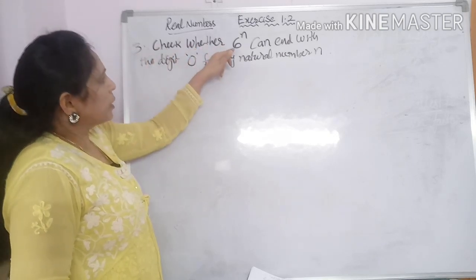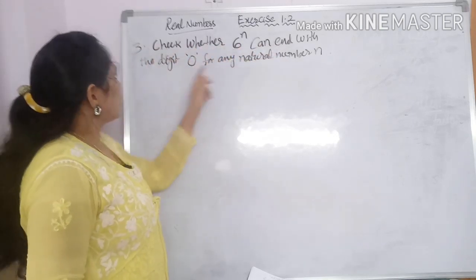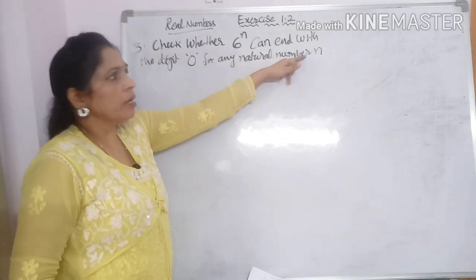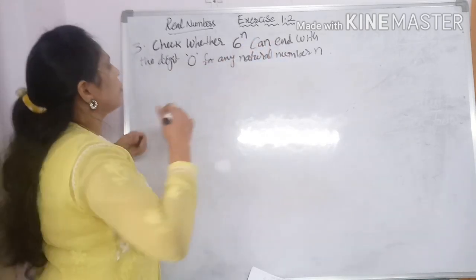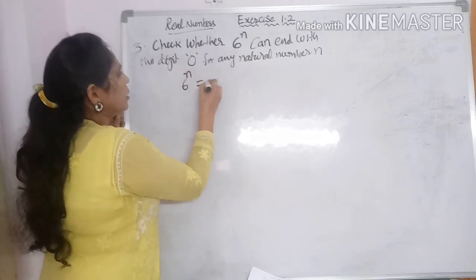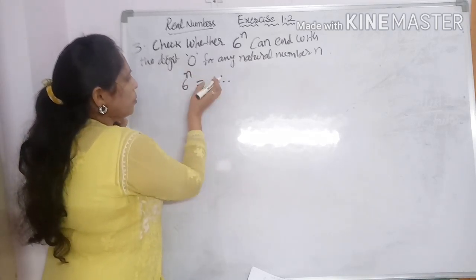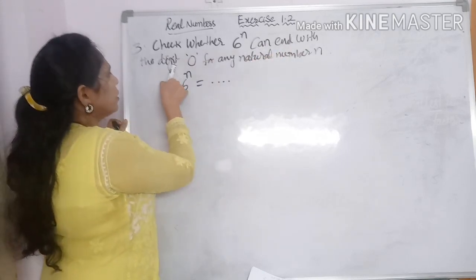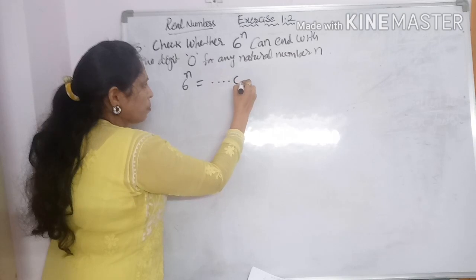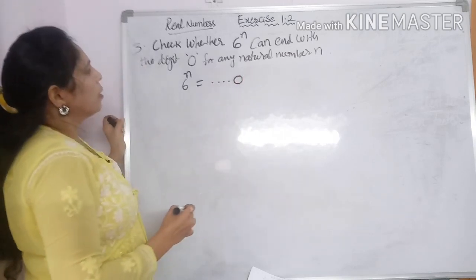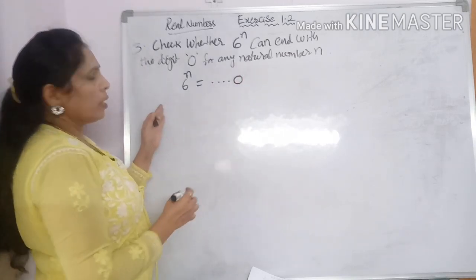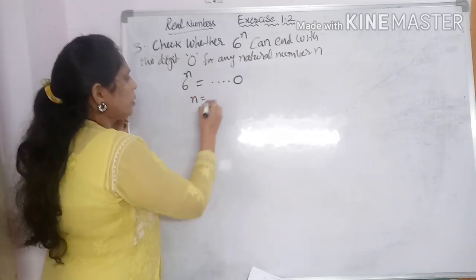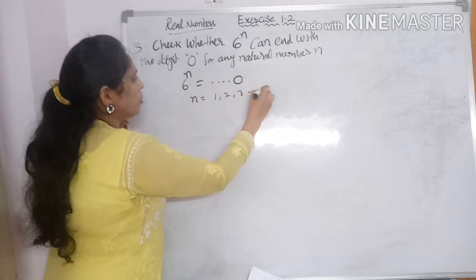Check whether 6 power n can end with the digit 0 for any natural number n. So 6 power n is equal to, we don't know this, it can end with the digit 0. Here you would place 0. How is it possible for any natural number? What are natural numbers? 1, 2, and so on.